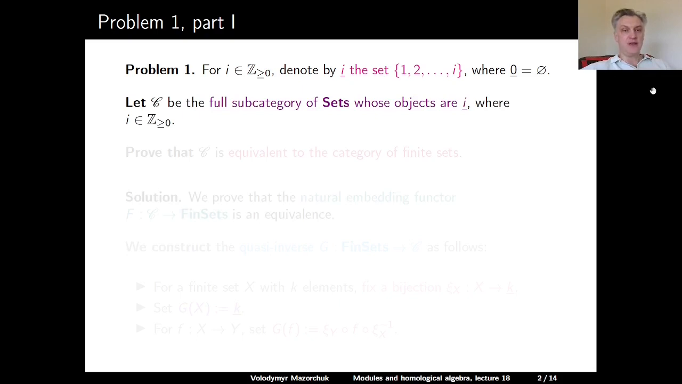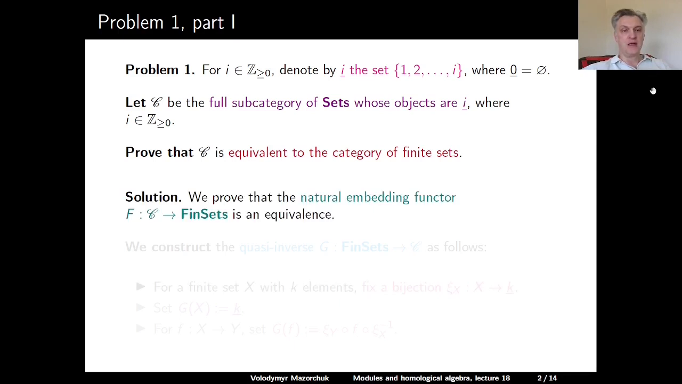Let C be the full subcategory of the category of all sets, whose objects are exactly these sets I underlined, where I is a non-negative integer. Prove that the category C is equivalent to the category of all finite sets. Solution. We prove that the natural embedding functor F from C to the category of finite sets is an equivalence.